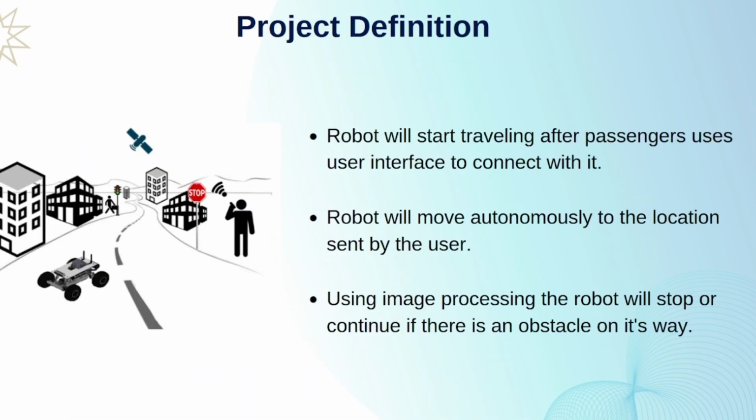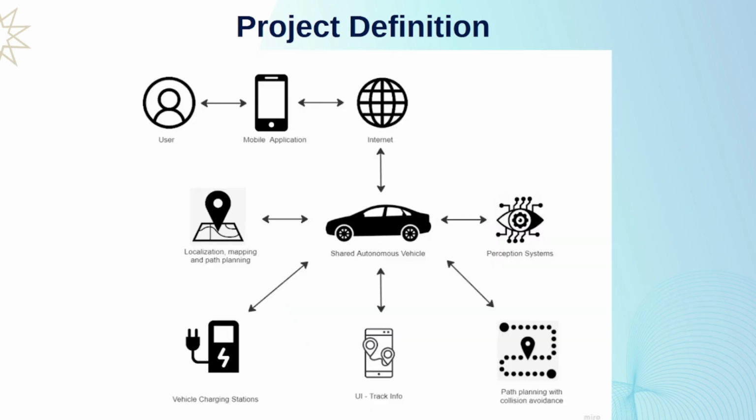Our project definition is that the robot will start traveling after the passenger uses the user interface to connect with it. The robot will move autonomously to the location, and using image processing, the robot will stop or continue if there's an obstacle on its way. In this definition, we use a mobile application, and over the Wi-Fi network, it will connect to the autonomous vehicle. The autonomous vehicle will use localization and mapping, path planning, and perception systems to ride to the desired location of the passenger.